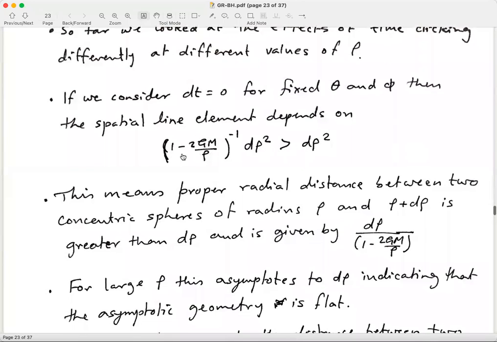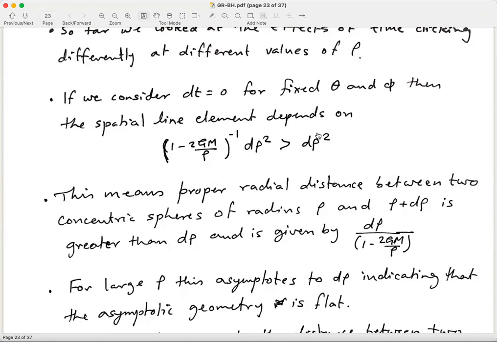Okay. So what does this mean? By this we mean that if you did not have this 1 minus 2gm upon rho inverse factor sitting in front of d rho squared, then the spheres, I mean, we are looking at fixed theta and phi, but suppose you allow changing theta and phi, hold dt equals 0, then different values of rho would correspond to different spheres, and the different spheres would have radius determined by rho itself. Okay. But because d rho squared is multiplied by 1 minus 2gm by rho inverse, the proper radial distance in fact is larger than the coordinate radial distance.